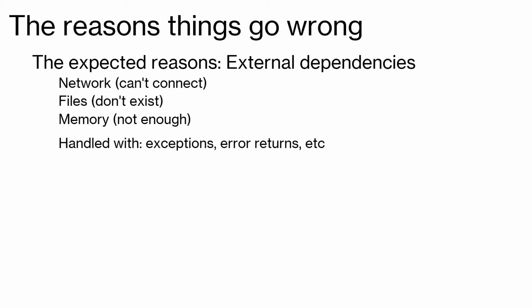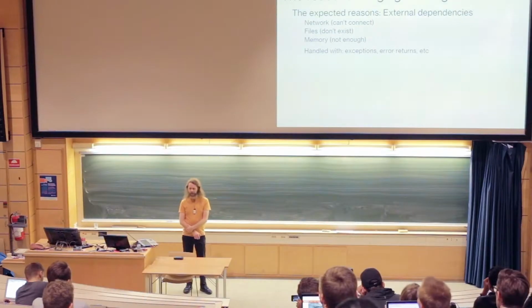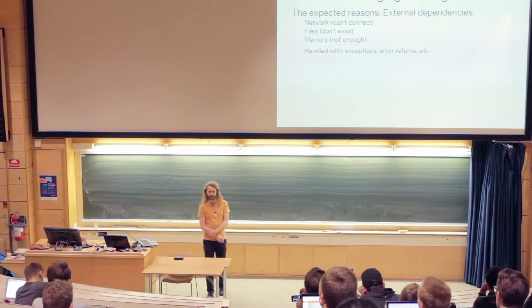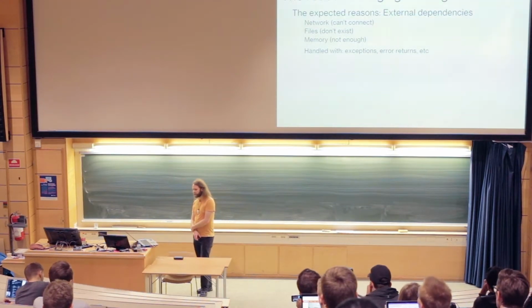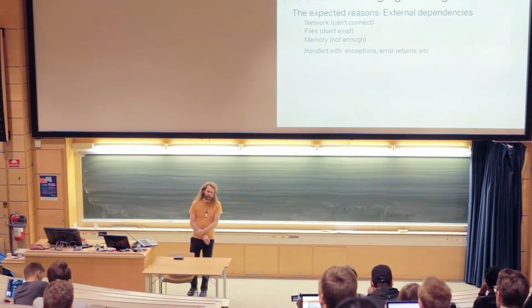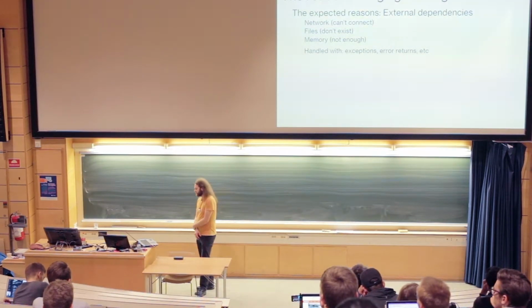And all of these things are handled with normal exceptions or error returns and so on. So you're hopefully all familiar with dealing with these kinds of things. In writing your network code, you've gotten errors like connection refused or address already in use, or if you're dealing with files, file doesn't exist, and all of this stuff.